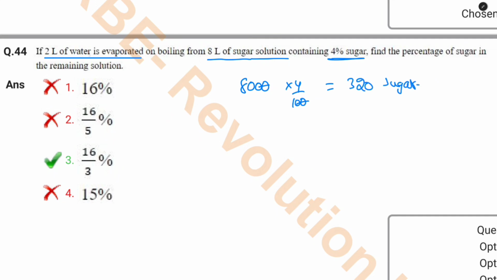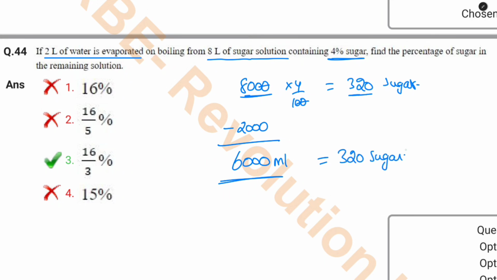Now 2 liter of water is evaporated. So this is total 8000. Out of it, 2000 water is evaporated. Remaining is 6000 ml. So out of this 6000 ml, the sugar will remain the same. So this will be sugar.